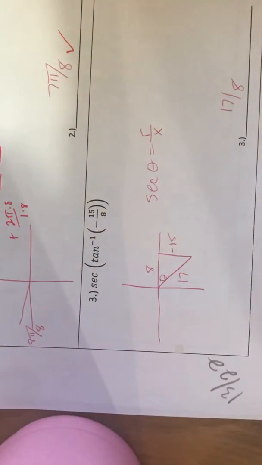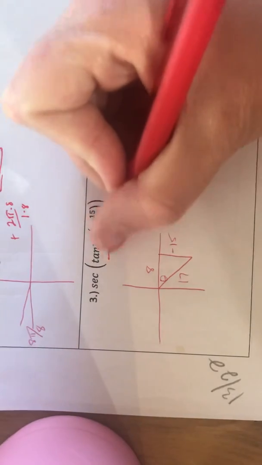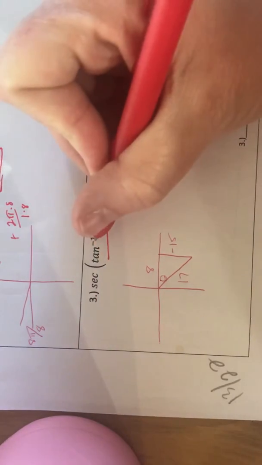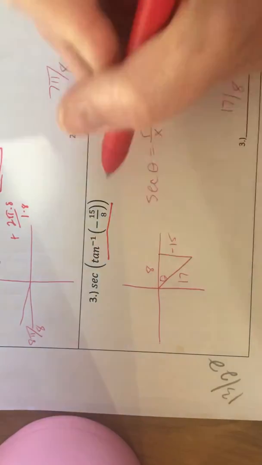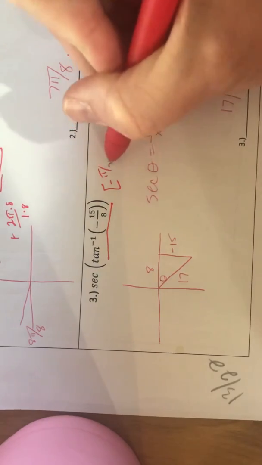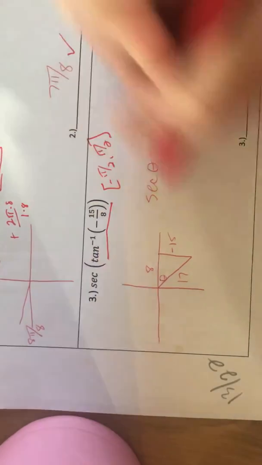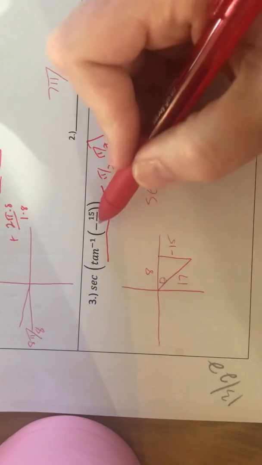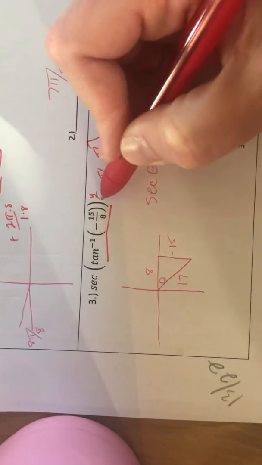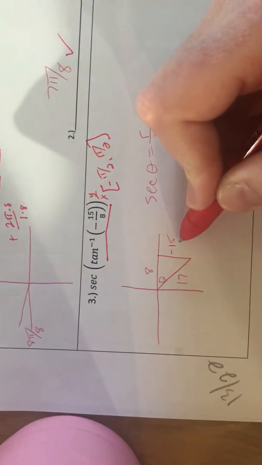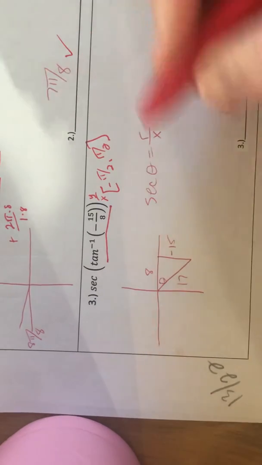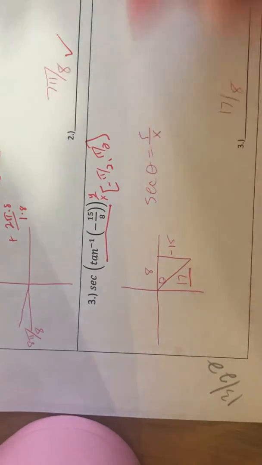So number 3, this part first, because it's inverse tangent and it's negative, I know I'm in quadrant 4 because inverse tangent is negative pi halves to pi halves. And tangent is y over x, and so that made my y negative 15 and my x 8. And I did Pythagorean theorem to get 17.